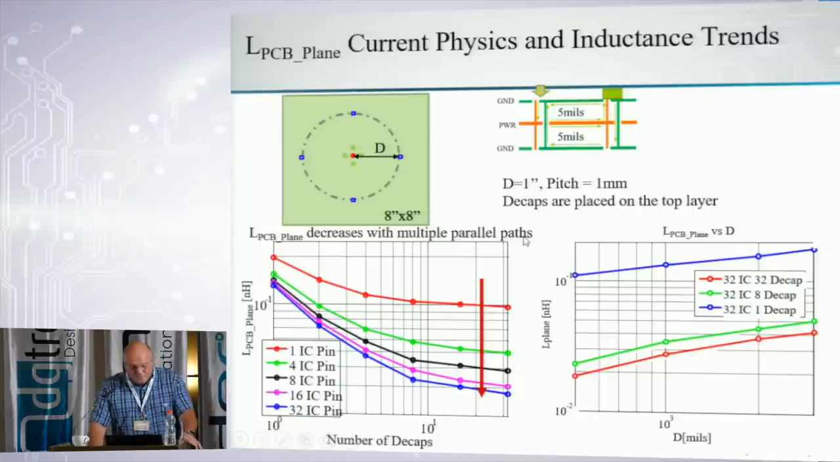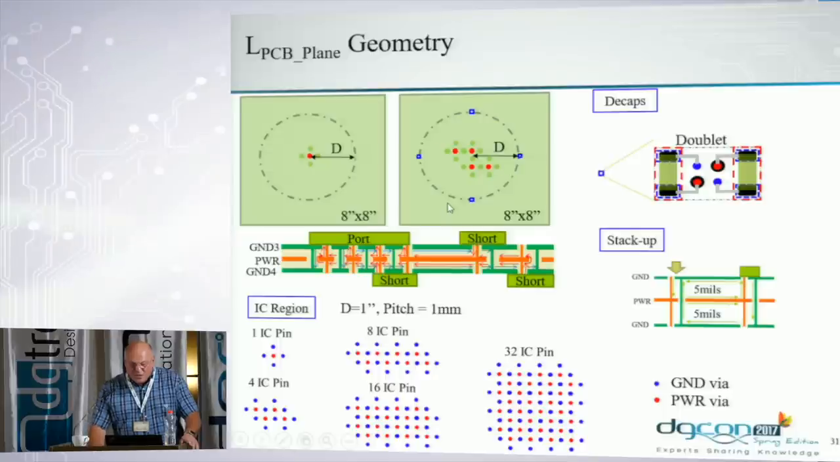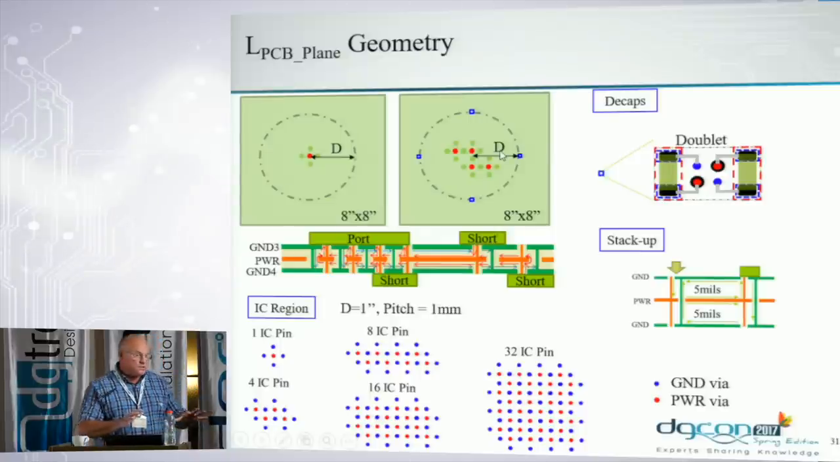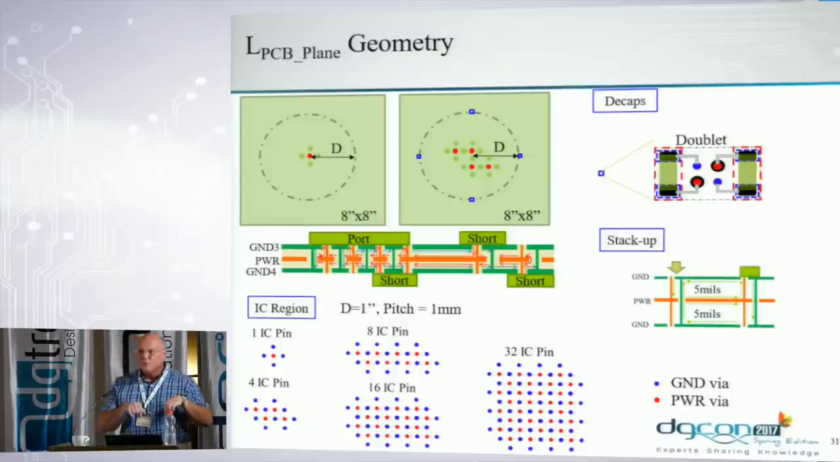All right, so what happens with the plane, the trends here, because of this, as you add decoupling capacitors, you're adding more parallel paths across that area fill, right? More parallel paths reduces the inductance, okay?